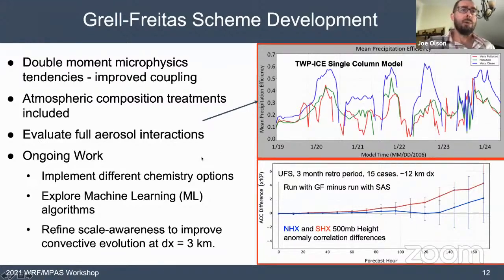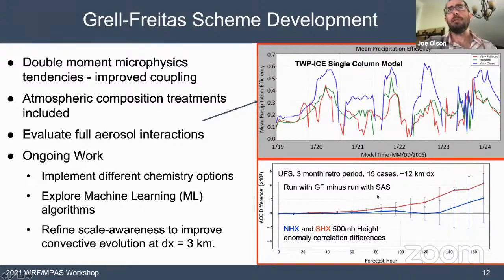There's a lot of other work ongoing too. There's implementing different coupling to different chemistry options. We're exploring some machine learning techniques to improve certain aspects of the scheme. And we also want to refine the scale awareness to better improve the convective evolution at much higher resolution. But the culmination of all these efforts shows that ultimately we can demonstrate at least improvements to some important bulk metrics, like the 500 millibar anomaly correlation differences.